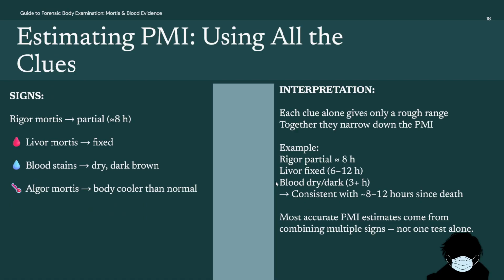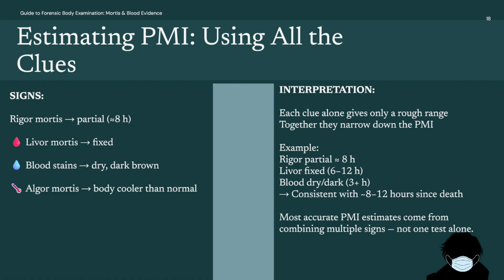Anyways, estimating the PMI using all the clues. Okay, so first there are the signs. Rigor mortis: partial, 8 hours. Livor mortis is fixed. And then the bloodstains: dry, dark brown. And then algor mortis: body cooler than normal. So, interpretation: each clue alone only gives a rough range. Together they narrow down the PMI.